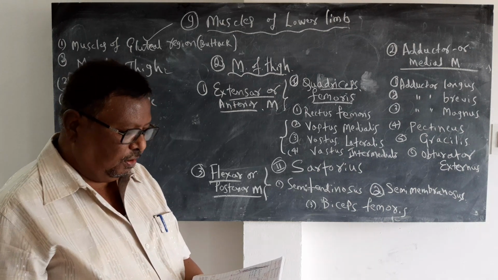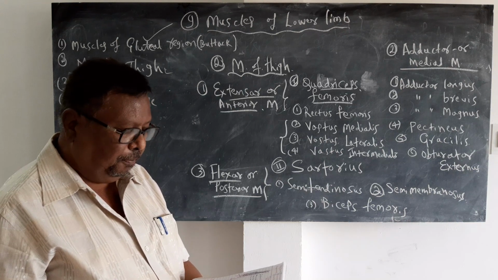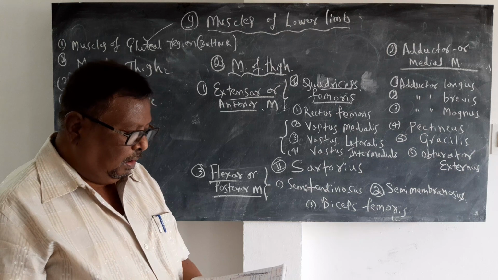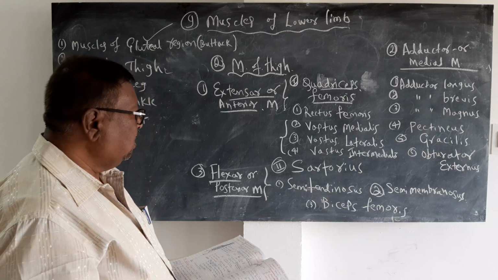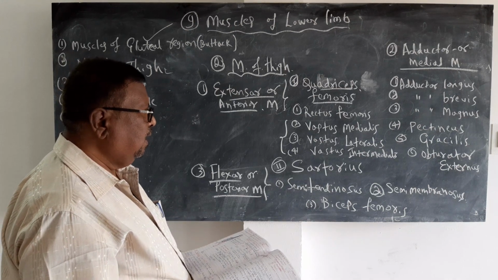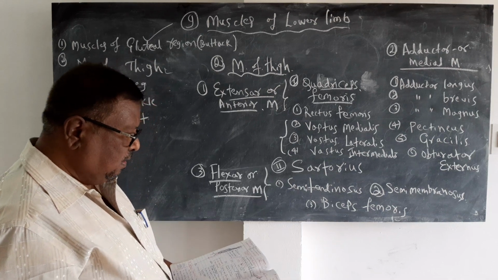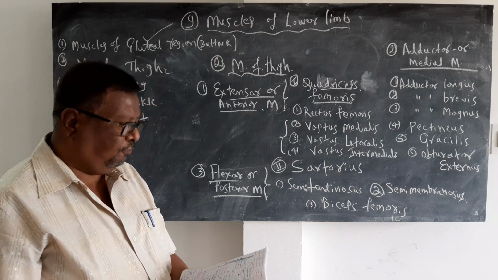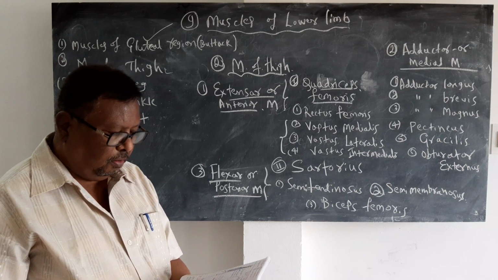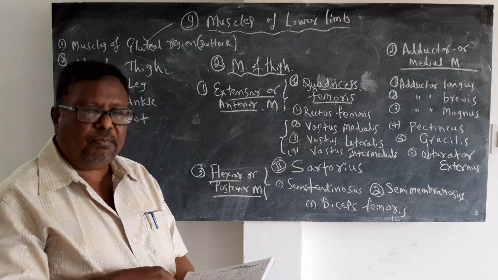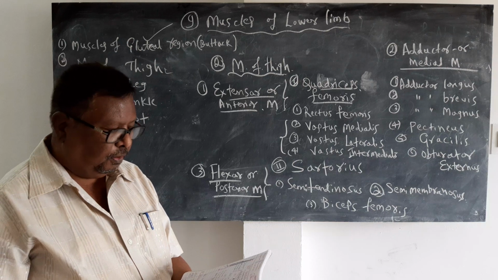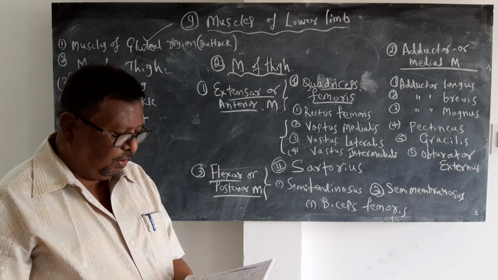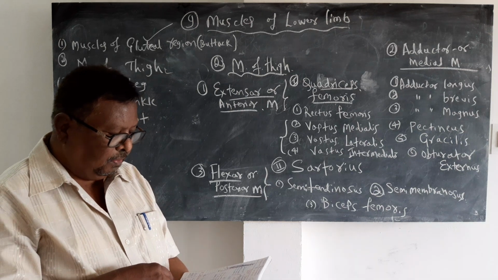Now coming to the action: extension of the knee and flexion of the hip joint. Now collectively the three vastus muscles are present: vastus medialis, vastus lateralis, vastus intermedius. These three muscles originate together and are joined together. They all arise from the shaft of the femur bone. Coming to the insertion, they insert into the tibial tuberosity of the tibia bone by a strong round tendon.